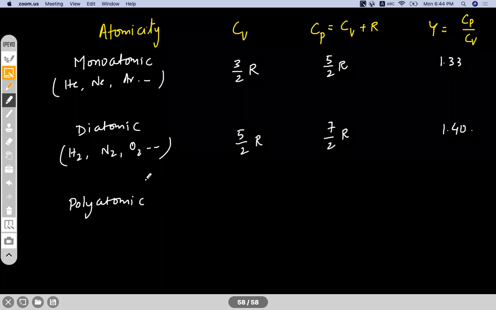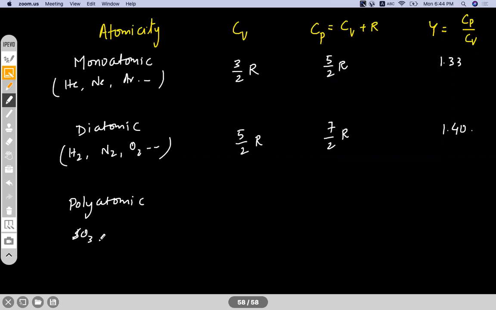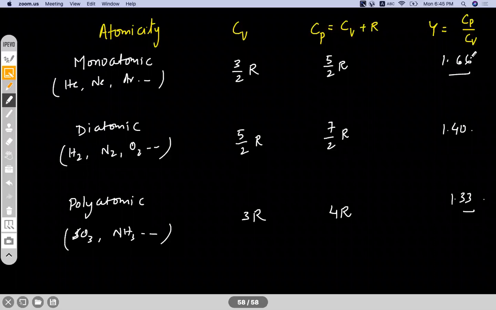Polyatomic, for example, we have SO3, NH3, etc., this kind of gases. The value of CV is 3R, CP is 4R, and gamma is 1.33. Sorry, the first one, monatomic, is what? 5 by 3. No, so this one is 1.66. So the gamma value of monatomic gas is maximum.